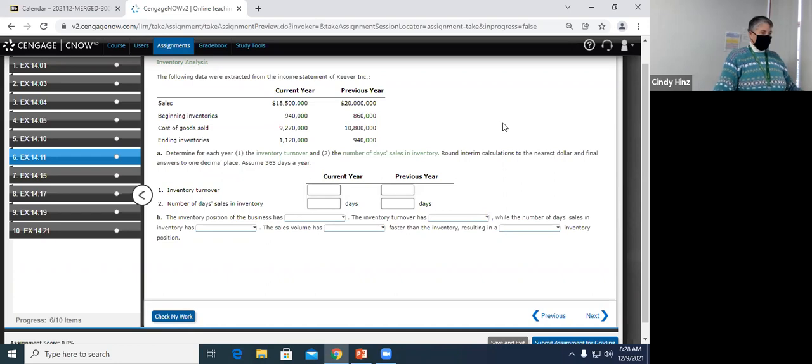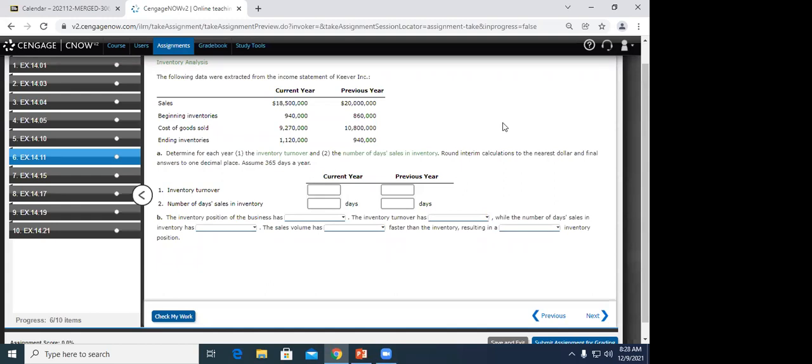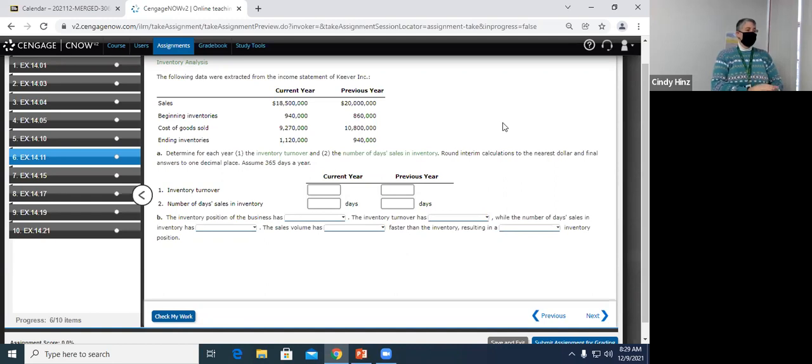So let's start with inventory turnover. This is exercise 6 in chapter 14. The following data were extracted from the income statement of Heaver Incorporated. And we have our data from the current year and the previous year, as is virtually always the case. You'll notice the current year data are to the left. They are closer to the descriptions because those are seen as the more pressing and more important information when we're analyzing our company.